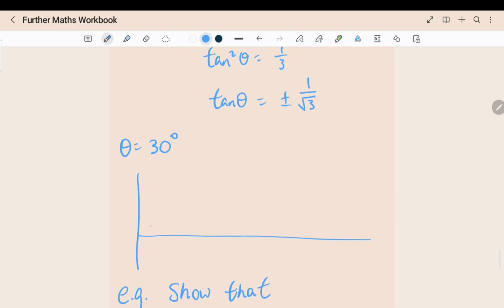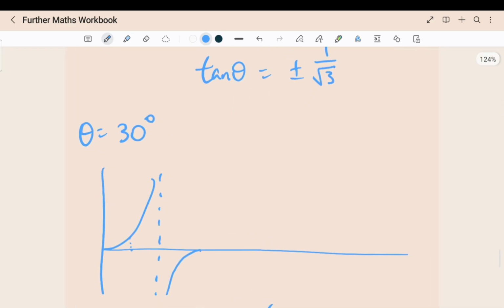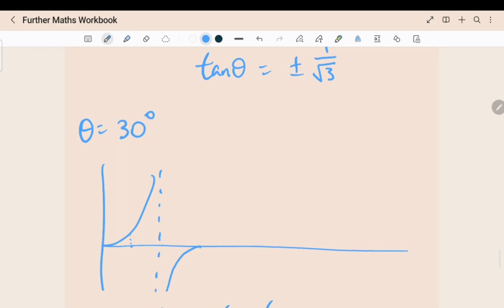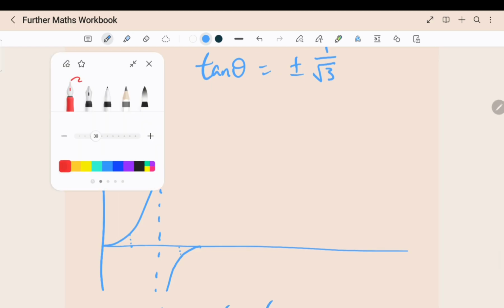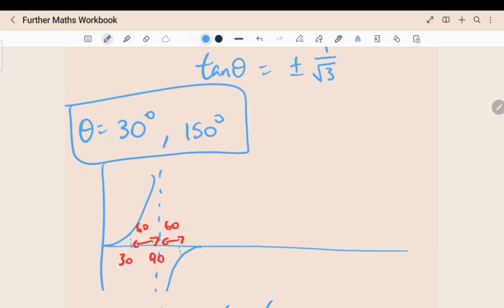But if we draw the graph, this is 0 to 90 with the asymptote, and then 90 to 180, which is the range we need. At 30 degrees, this is 1 over root 3, and that's fine. But for minus 1 over root 3, it's going to be somewhere here. And because this is 30 degrees, this is 90, the distance is 60 here. Therefore, there must be a distance of 60 here as well. So my other solution will be 150 degrees, because that's 90 plus 60.